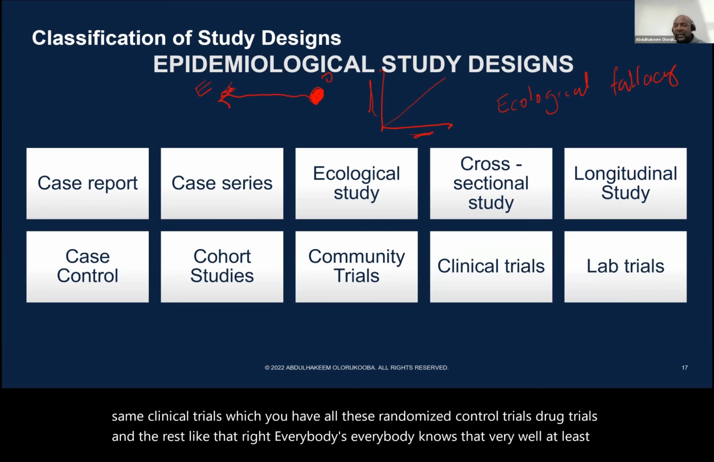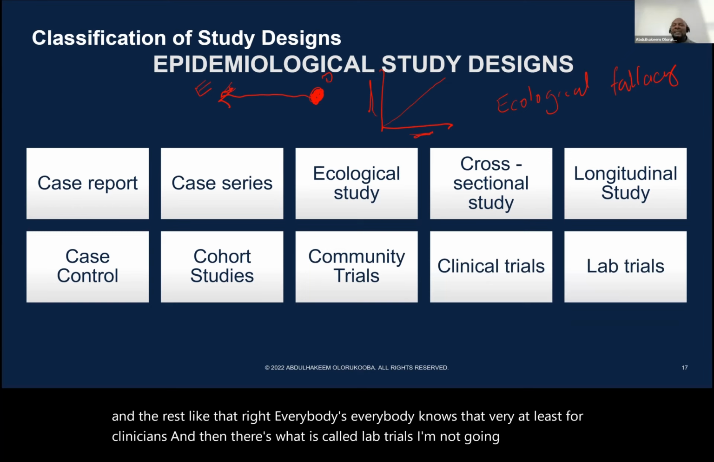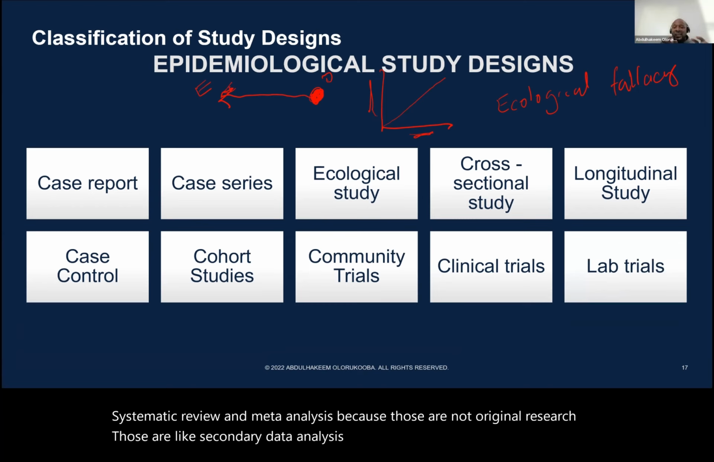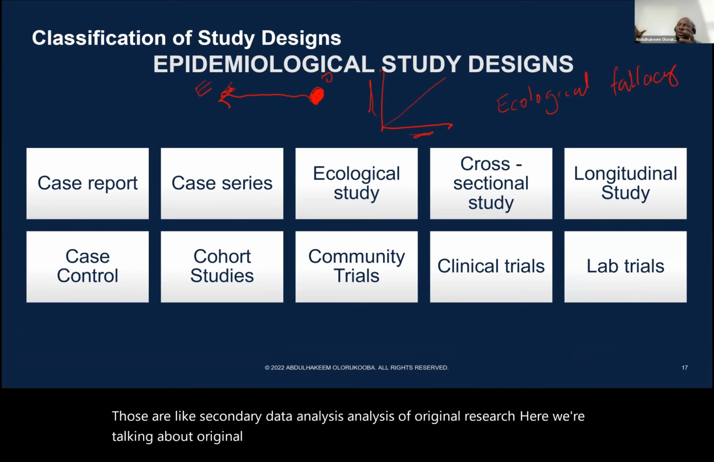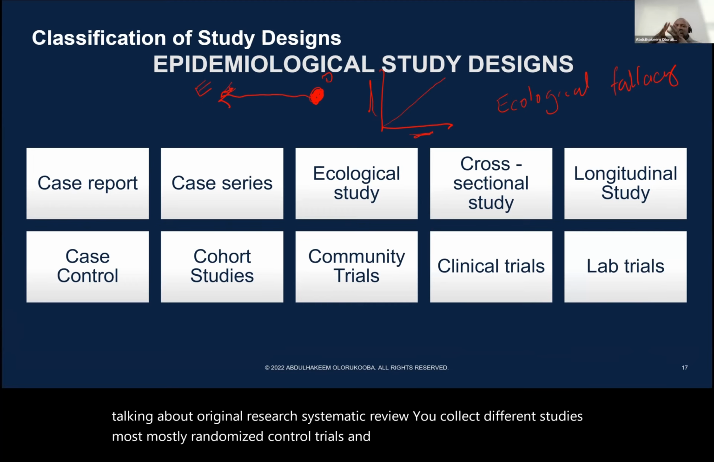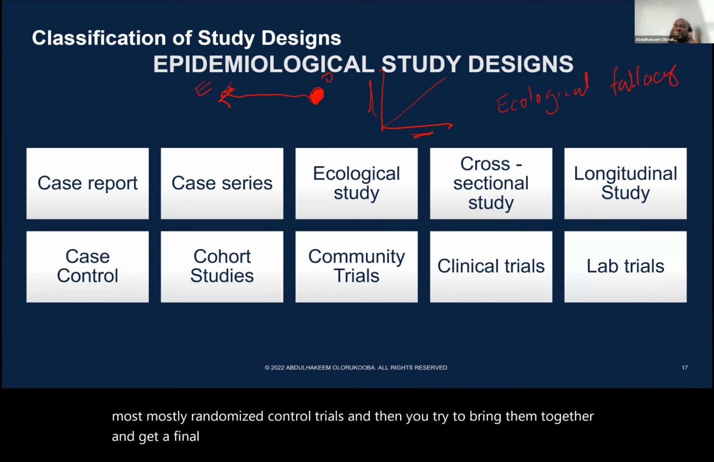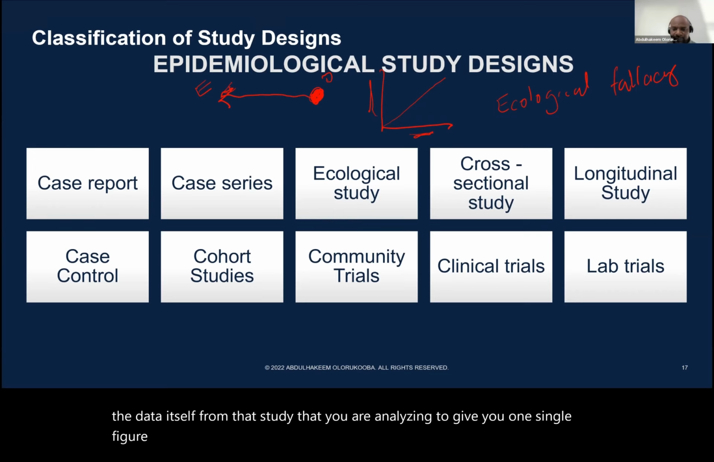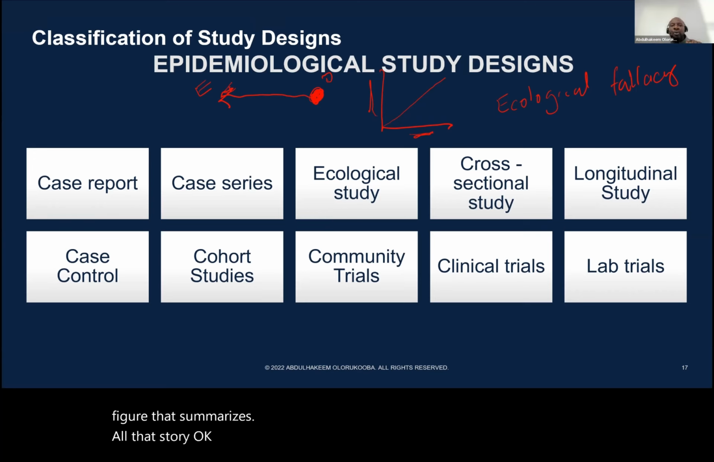And then there's what is called lab trials. I'm not going to talk about systematic review and meta-analysis, because those are not original research. Those are like secondary data analysis of original research. Here we're talking about original research. In a systematic review, you collect different studies, mostly randomized control trials, and bring them together to get a final conclusion, one answer for all the studies. And meta-analysis uses the data itself from those studies to give you one single figure that summarizes all of them. Okay, so that is it for study designs.